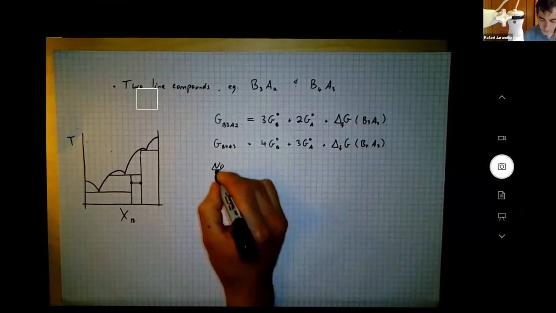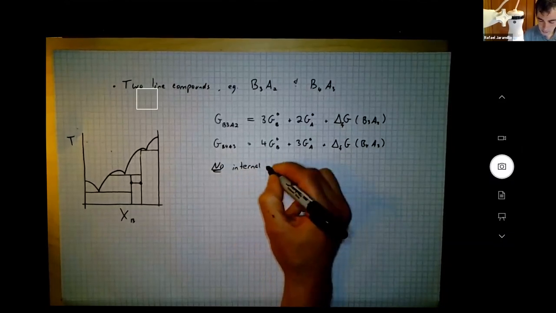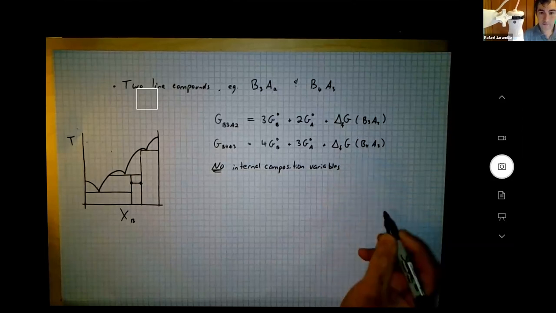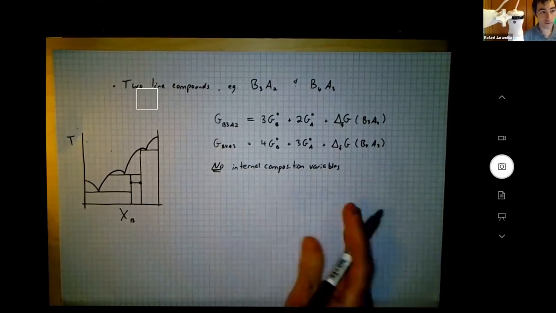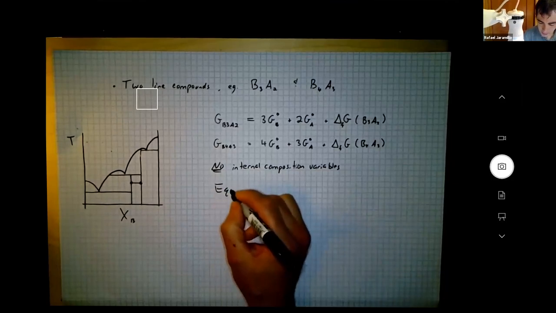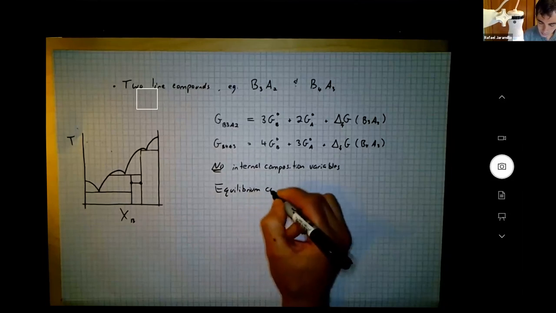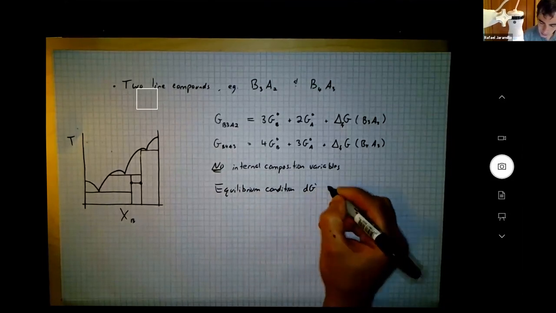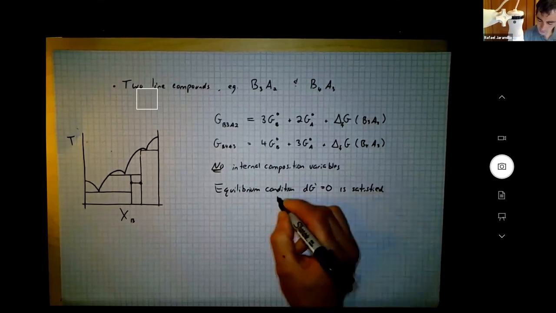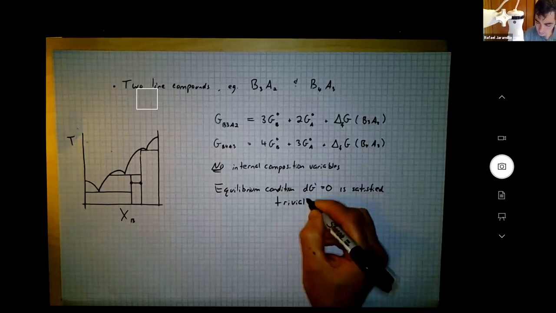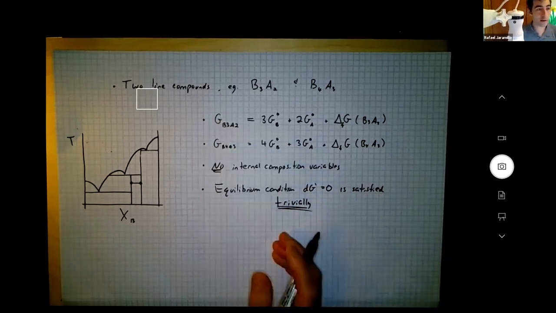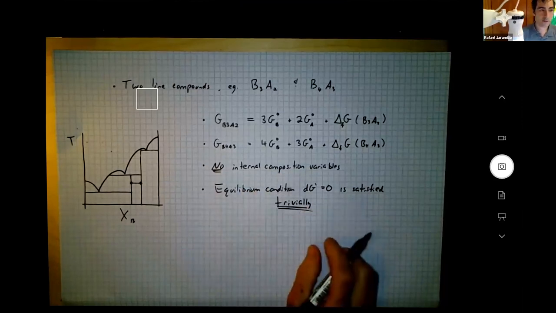There are no internal composition variables. That's the key point. Before, we had composition variables because the composition of the phases was variable. Now we don't have that. What that means is that the equilibrium condition dG equals 0 is satisfied trivially. There's no need to do common tangents. There's no need to equate the chemical potentials because there are no internal composition variables. The compositions aren't changing.